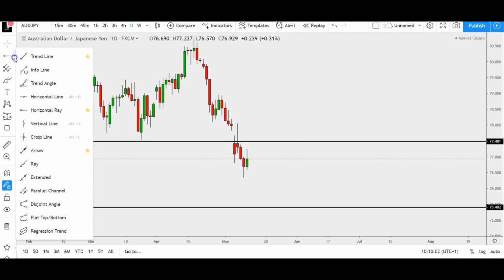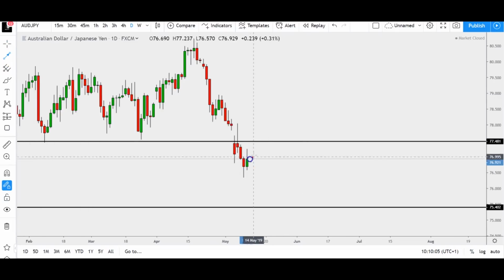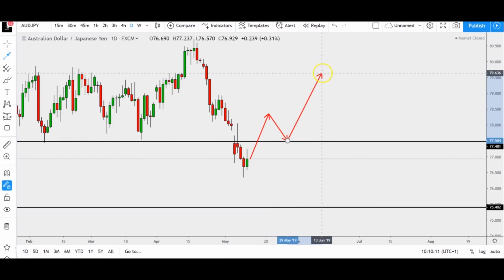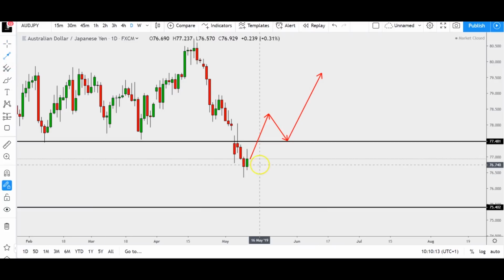I will not be tricked into buys, and the only time I'll be looking for buys is if price starts to show evidence of a break, close above 77.48, potential retest, high-low structure, continuation back to the upside. If this doesn't happen, then all I'm going to be looking for is sell bias opportunities to continue selling this range back to the downside.